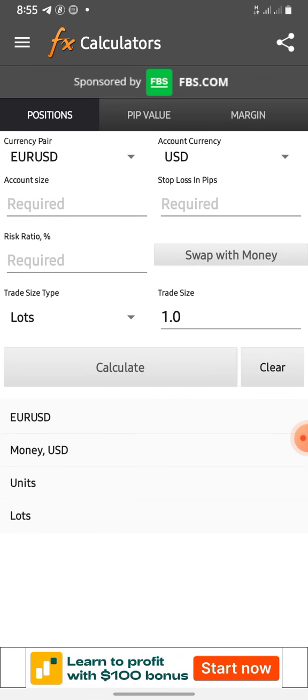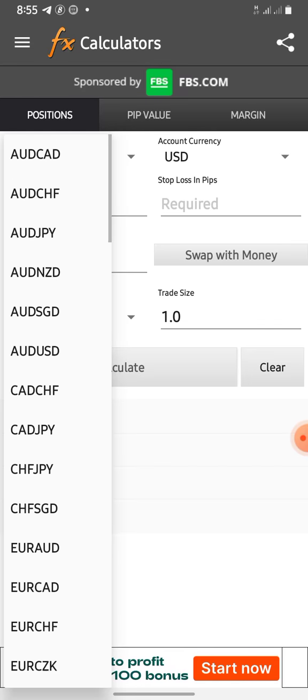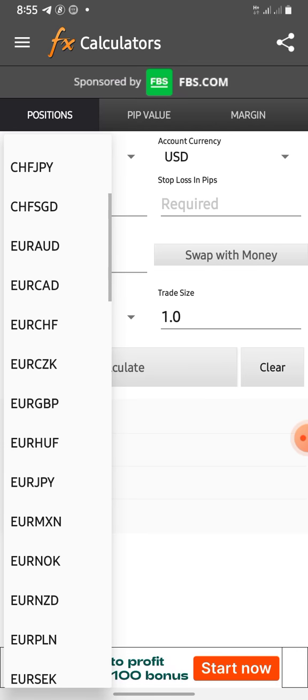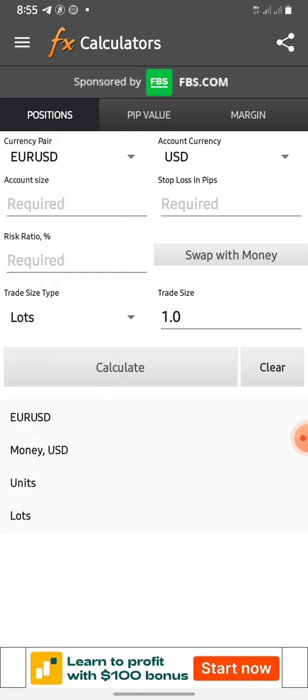So up from here, currency pairs, right? Those are the pairs that we basically trade. So let's assume you want to trade Euro USD, right? Let me look for Euro USD. This is Euro USD. This is the pair that I'm about to go into the trade. I'm about to place a position on this trade.